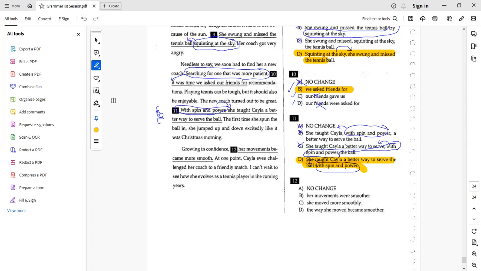Number 12. "Growing in confidence." Who is growing in confidence? We can say movement. B, also movement. C, "she." Yes, growing in confidence, she. She is growing in confidence. So the answer is C. Clear, Hala? Yes, clear. Myrna, clear?